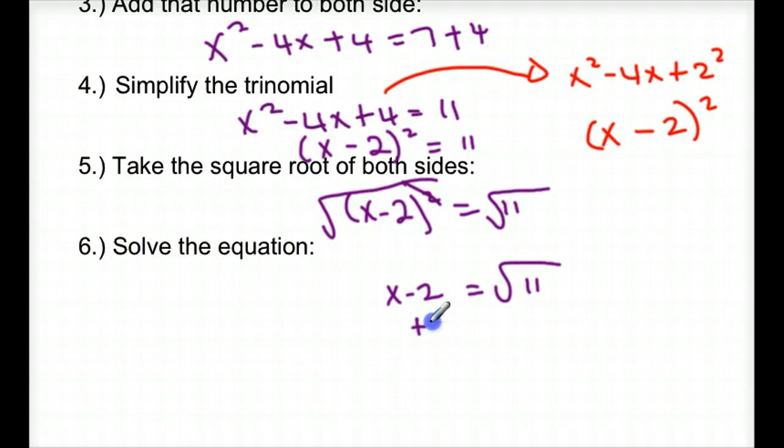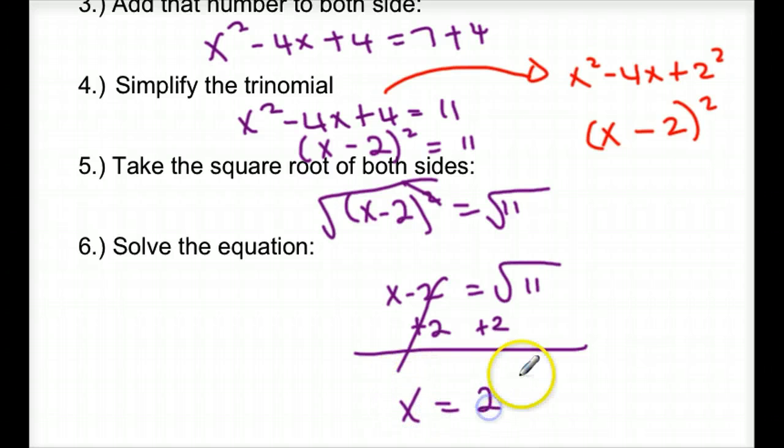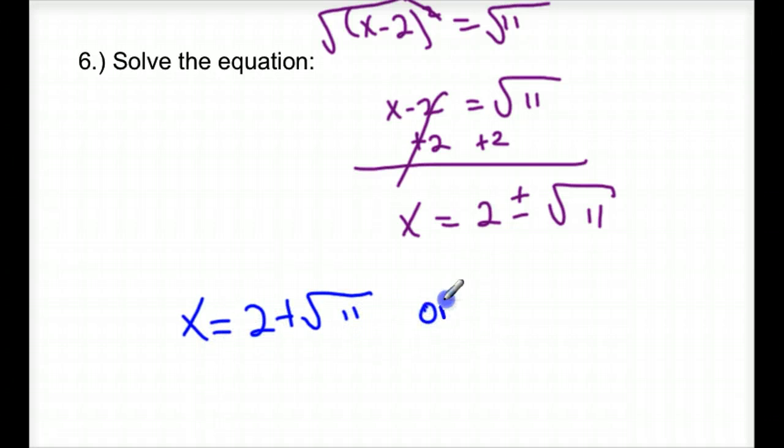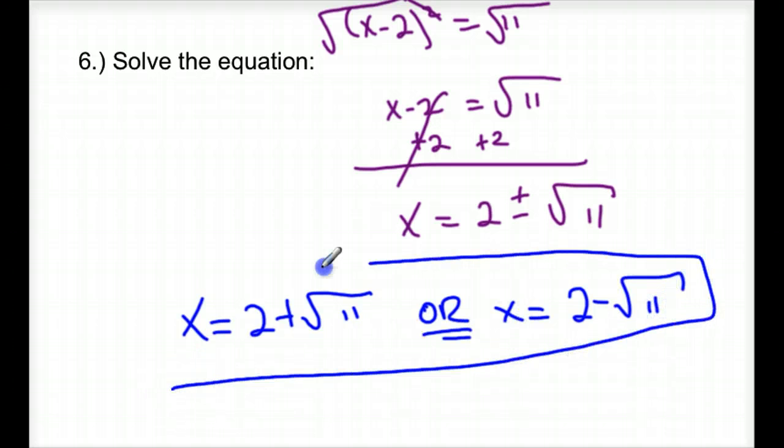So what am I going to do? Add 2 on both sides. Perfect. This cancels. I'm left with x is equal to 2 plus or minus the square root of 11. Remember, like when you're using the quadratic formula, with the square root you can always get a plus or minus. So now that you have this, your answer choices are going to be split up. Remember, you have two answers. You have x is equal to 2 plus the square root of 11, or x is equal to 2 minus the square root of 11. And these are going to be your two final answers.